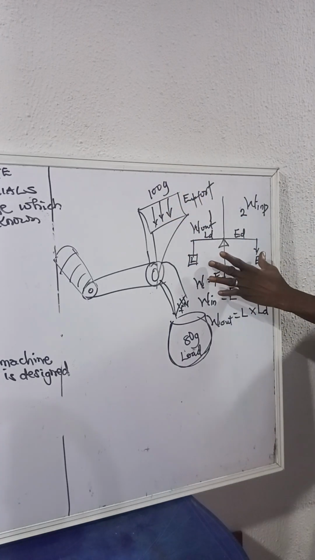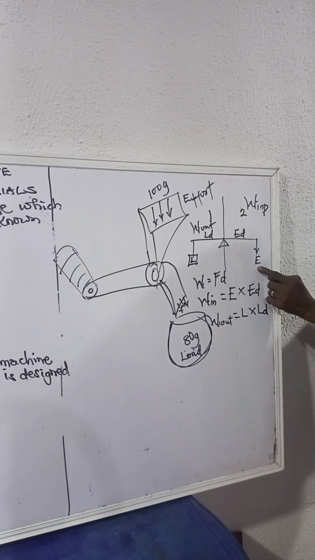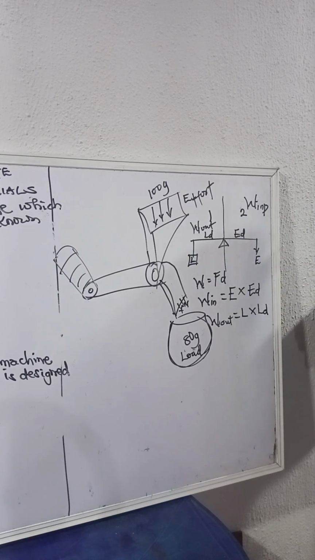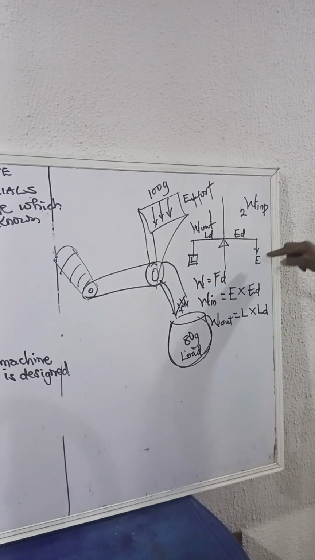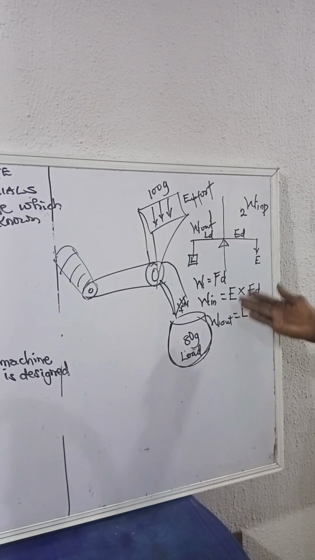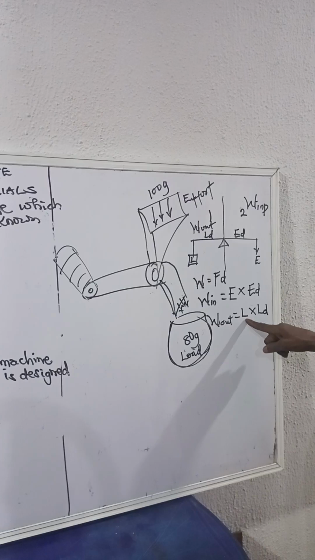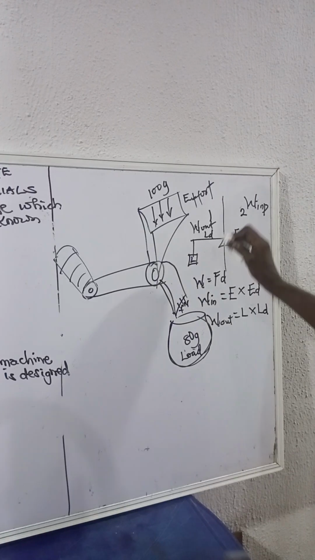Now I'm using this lever to explain it. On this side, we have the load, and on this side, we have the effort. You can now see what work input is. It's a function of effort and what? Effort distance. The same thing is applicable to the work output. Work output is a function of what? Load and what? Load distance. So please try to understand this very well.